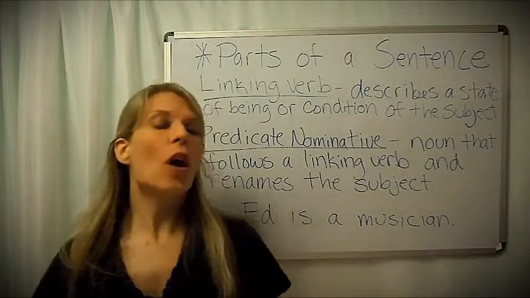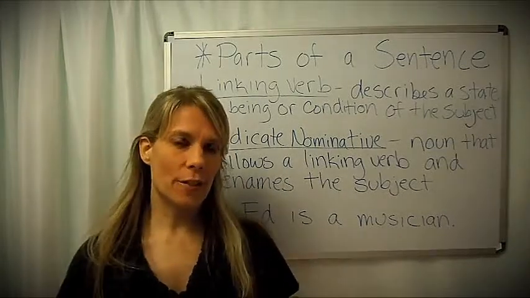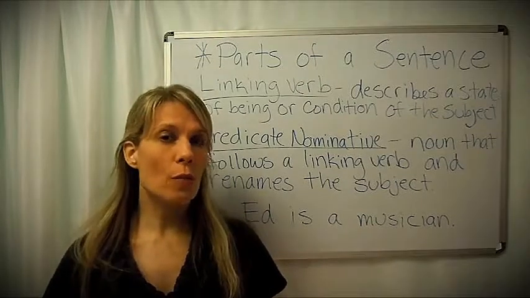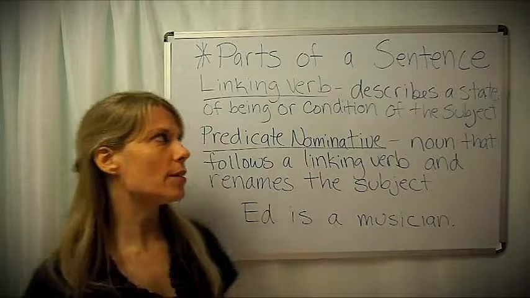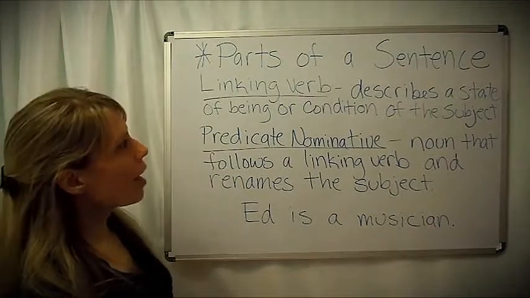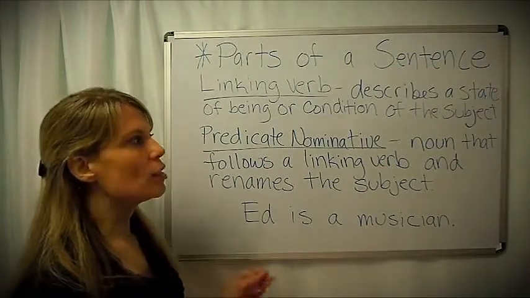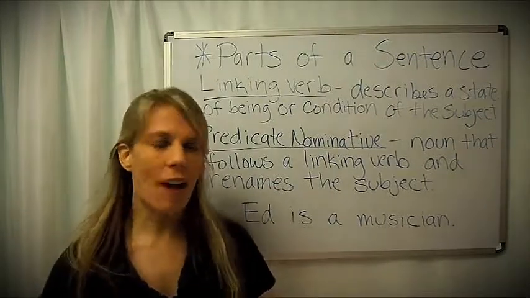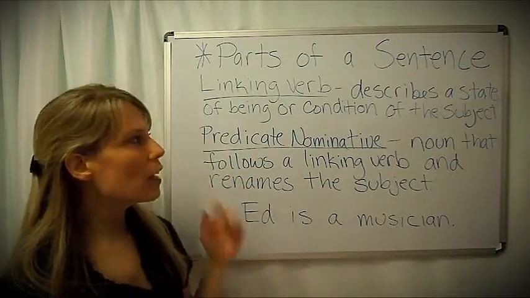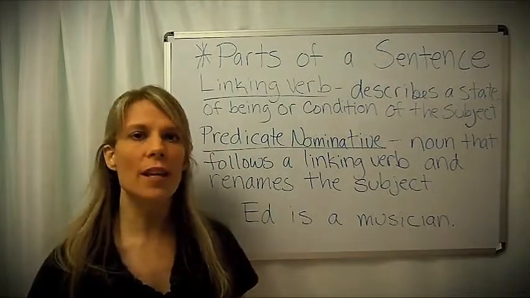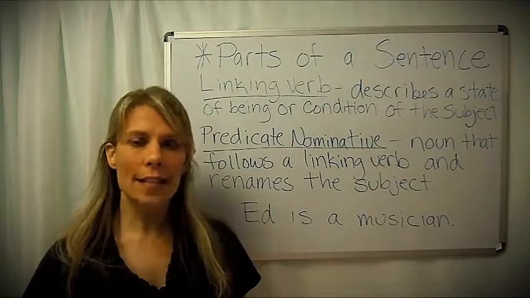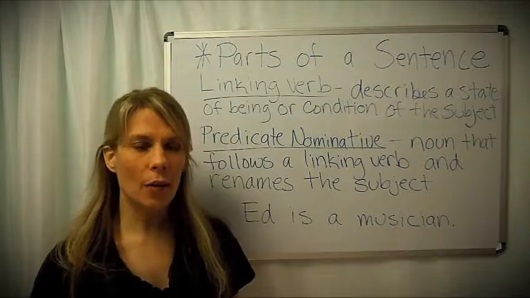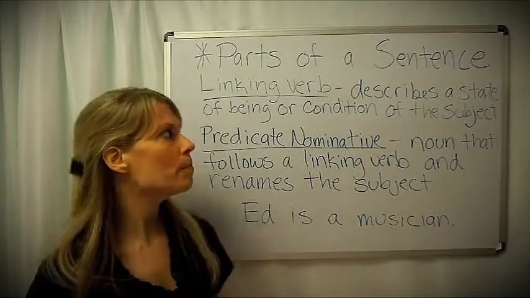Okay, now we're going to talk about predicate nominative and predicate adjective. And before we really can get an understanding of those two things, we first need to understand what a linking verb is. A linking verb describes a state of being or condition of the subject versus verbs that we've been dealing with, that's their action. Linking verb describes state of being or condition. Think of is, were, are, appears, seems, words like that. Those are your linking verbs.